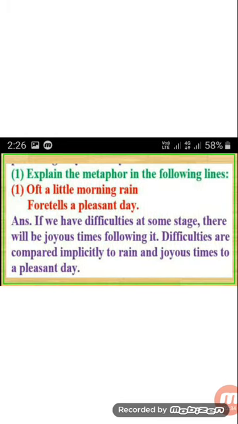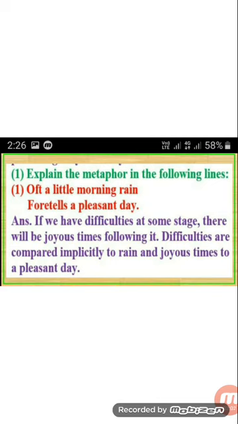Explain the metaphor in the following lines. Explain the metaphor. Now children, tell me, what is metaphor? Metaphor is a figure of speech in which one thing is directly compared to another. One thing is compared to another without using the words as and like. Okay, directly comparing one thing to another, or calling that thing the other thing, is metaphor.